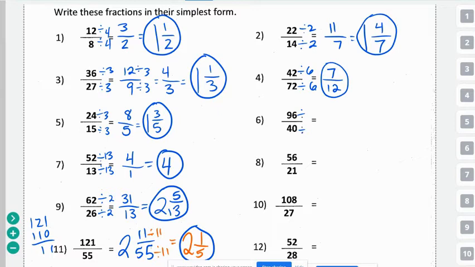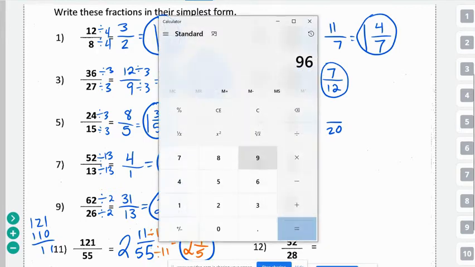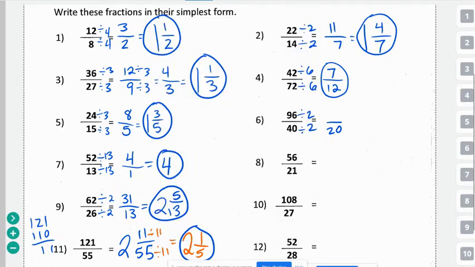96 and 40. They're both divisible by 2 for sure because they're both even. So 40 divided by 2 is 20. And 96 divided by 2 is, let's see. Let's type it in our calculator. 96 divided by 2 is 48.